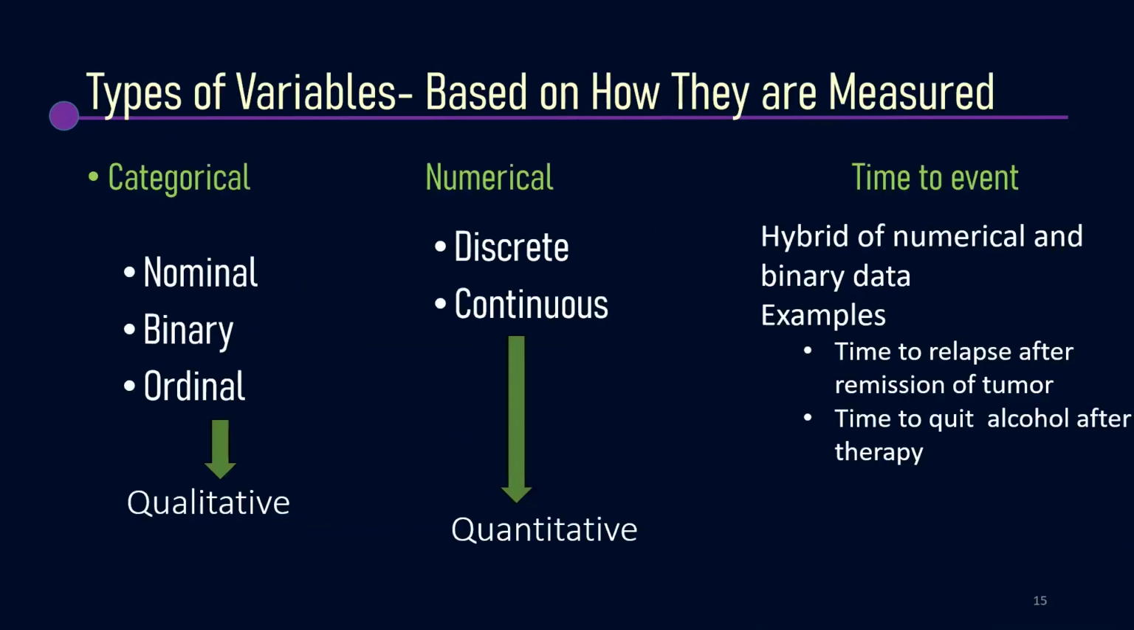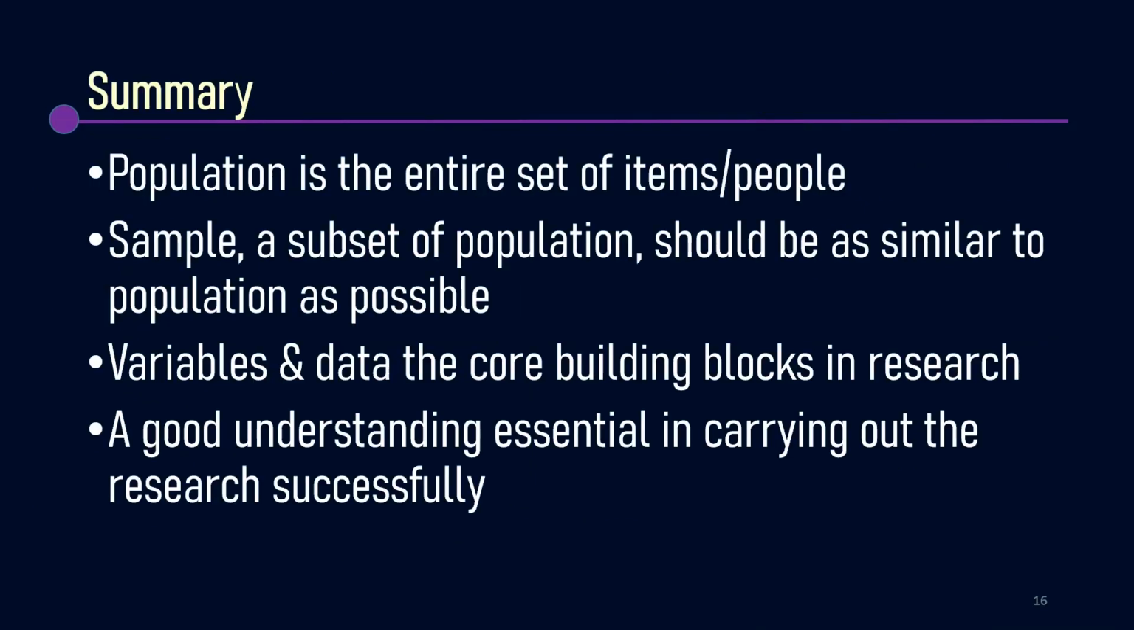Another way of classifying variables is based on how they are measured. Basically, they are classified into three broad groups: categorical, numerical, and time to event variables. We will discuss this concept in detail in the subsequent videos.